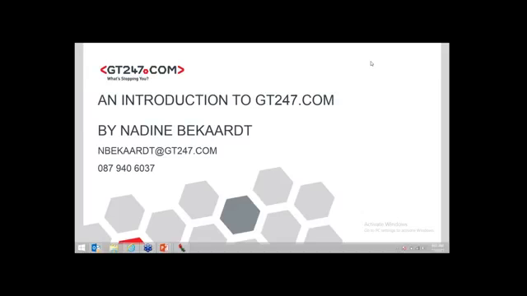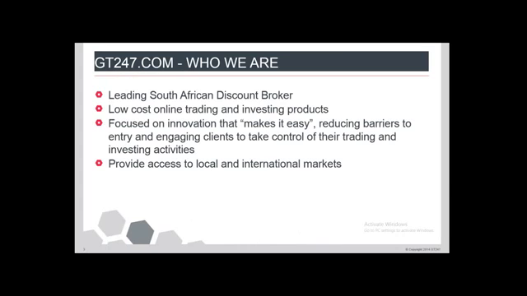All right, so let's start off by introducing who and what Emperor is, or rather GT247.com. We are the leading South African discount broker with the strategy of producing a low-cost online trading platform and investing products focused on innovation that makes it easy for users to start trading, thus reducing the barriers of entry and engaging clients to take control of their trading and investing activities, and providing another avenue of wealth to our clients. And as such, we provide access to local and international markets.